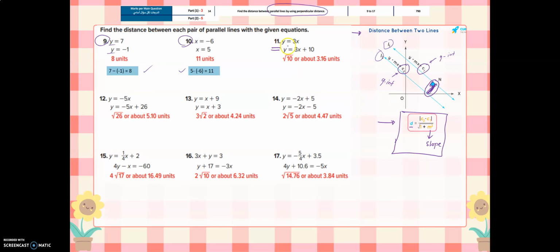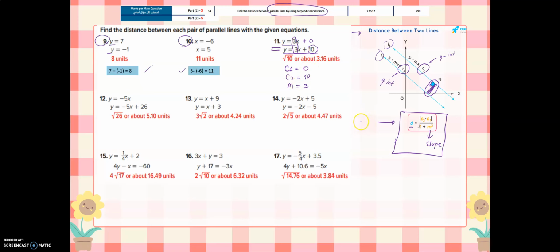Okay, so we have here y is equal to 3x, and then y is equal to 3x plus 10. So this is the first line, and as you can see, there is no constant term here. So that means the y-intercept here is 0. So I can say C1 is having a y-intercept of 0. And then for line 2, the y-intercept is 10. So I can write C2 is equal to 10. Now, the slope are the same. Okay, so our m here is equal to 3.